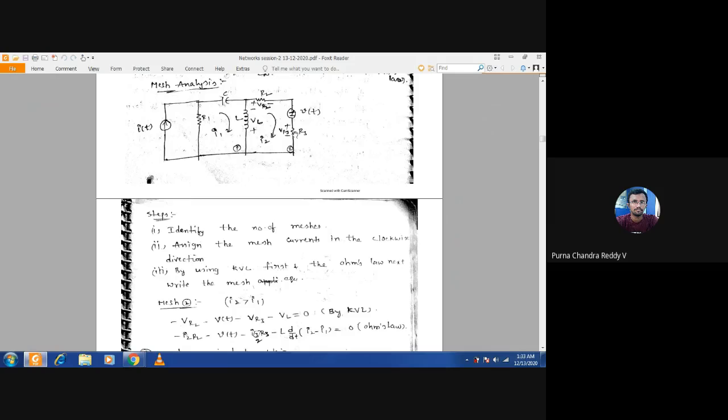Now we have to express those voltages. So students, please remember here, if you are having a voltage source like this, for this no need to use KCL, Ohm's law. Why? Because already you know the voltage, directly you can just express it. But for the remaining elements, we have to express those voltages in terms of the loop currents.